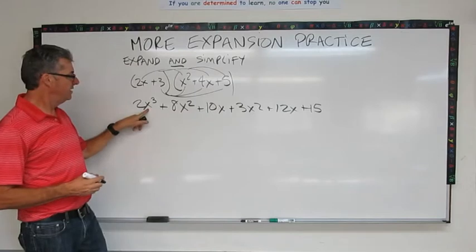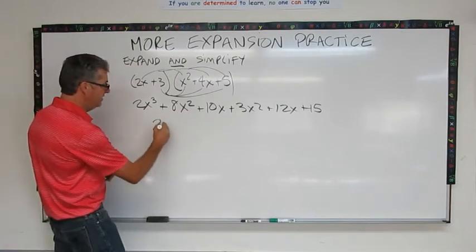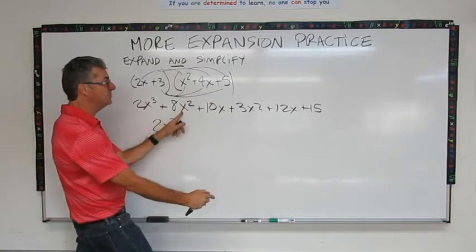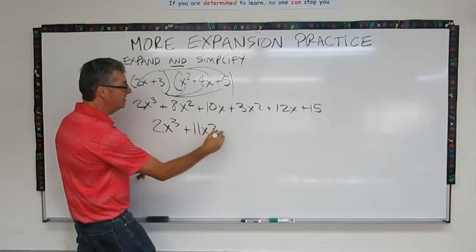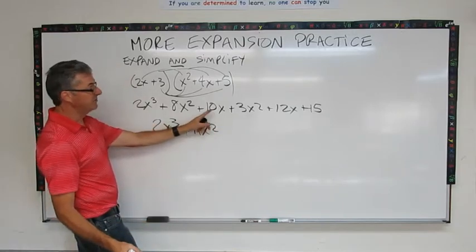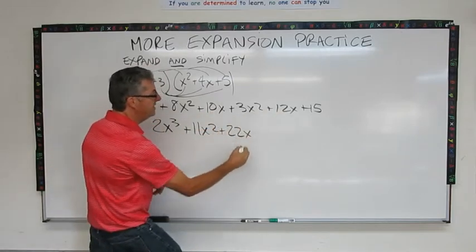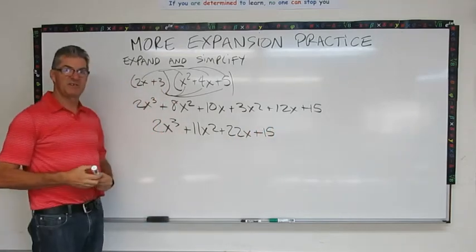Let's take a look. Do I have any other x cubed terms? I don't. So this comes down, 2x to the third. Now I have 2 x squared terms. I have an 8x squared and a 3x squared. So that's going to get me 11x squared. And then I have 2 x terms. I have a 10x and a 12x. That's going to get me 22x. And lastly, I have 1 constant, 15. Okay? So that's my solution.